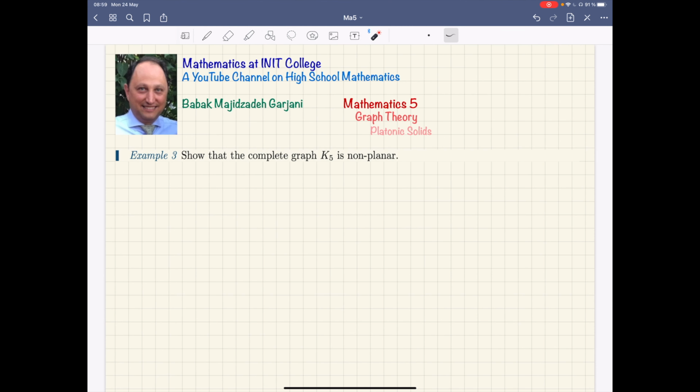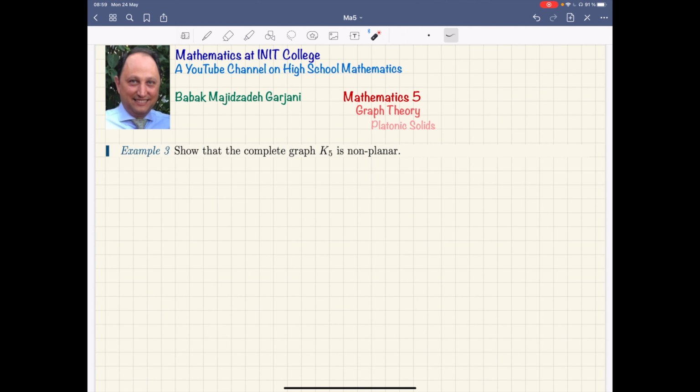Okay, so now let us go to this very nice idea. Do you remember I told you that there are 2 simple examples of non-planar graphs? Do you remember? I told you remember them. One of them is K5, and what was the other one? Do you remember?